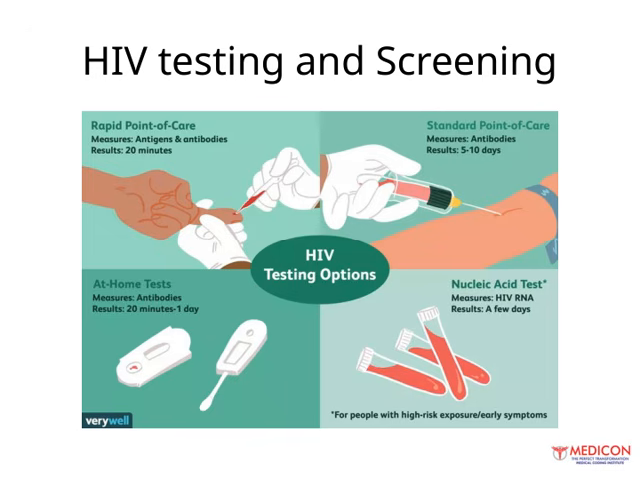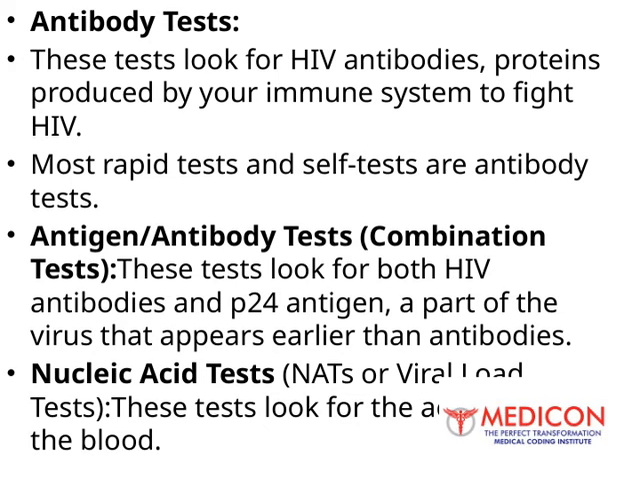Early detection through testing not only improves health outcomes for those who are positive, but also plays a vital role in reducing transmission within the community. Connecting this to the overall theme, effective testing and screening are foundational components of a comprehensive HIV prevention strategy. They empower individuals with knowledge and enable timely intervention, ultimately helping us move closer to controlling and eventually ending the HIV epidemic. Now, let's talk about the different types of HIV tests, starting with antibody tests.